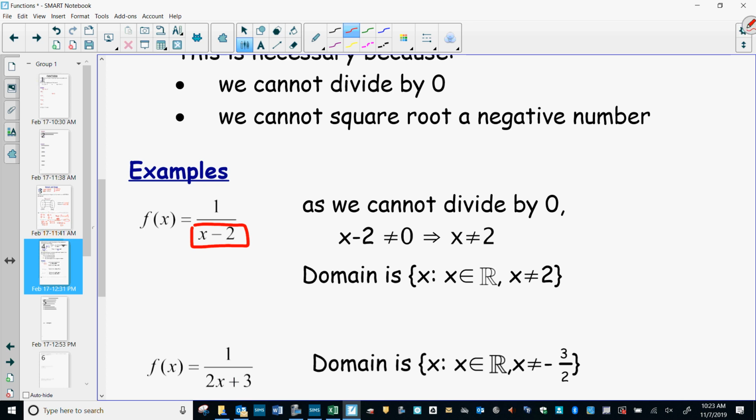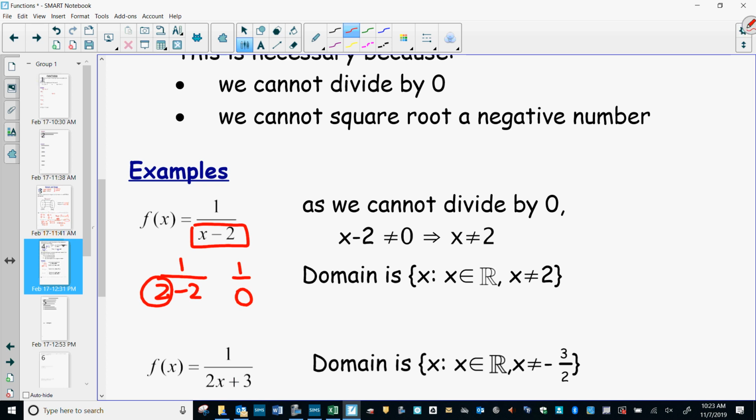Do you understand the fact that you cannot divide something by 0? Yes? So that means that if you cannot divide something by 0, the one situation that we're looking at is when what would make this 0. So if the value of x was 2, this would be 1 over 2 minus 2. What's 2 take away 2? Yeah. And that's what we said we cannot have. And so this value here cannot be equal to 2.